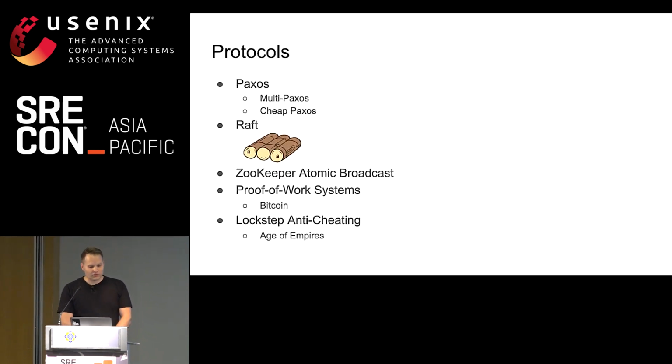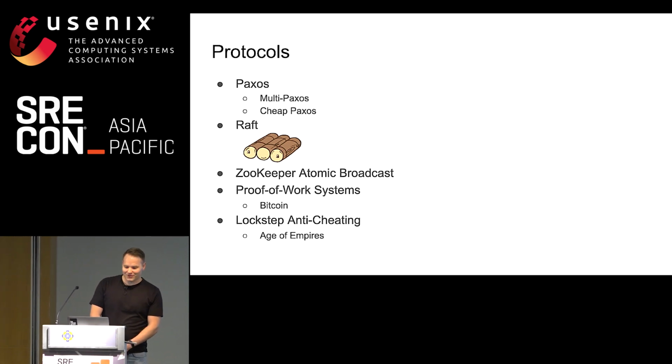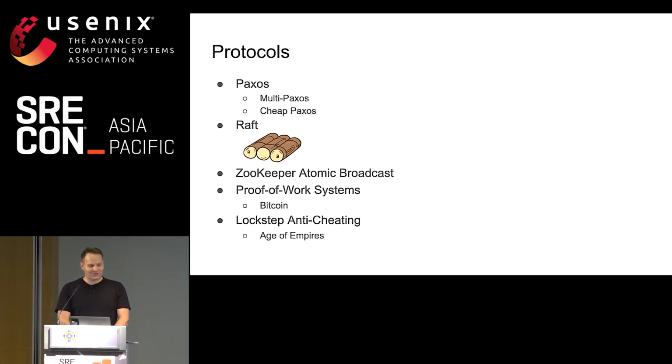There are a couple of protocols out there: Paxos, Raft, Zookeeper Atomic Broadcast. You could argue that proof-of-work systems like Bitcoin are also producing a distributed consensus, although it may be a bit too slow for what we usually face in production. And my favorite game, Age of Empires, also had some kind of distributed consensus protocol. It's called the lockstep anti-cheating protocol. I never looked into this, but this is something I really have to do.